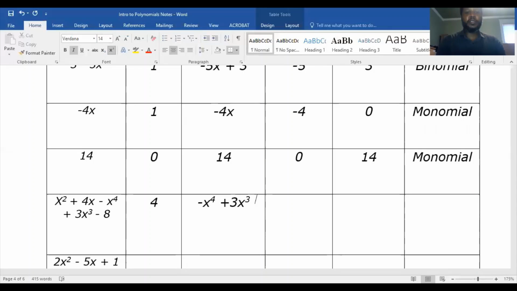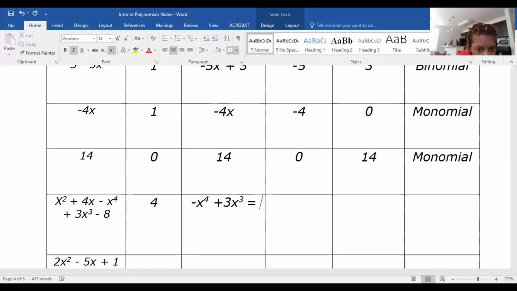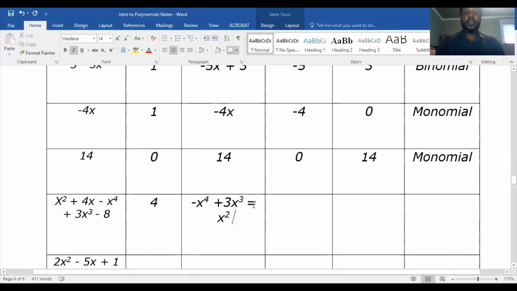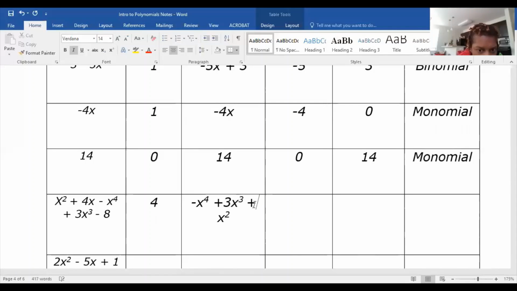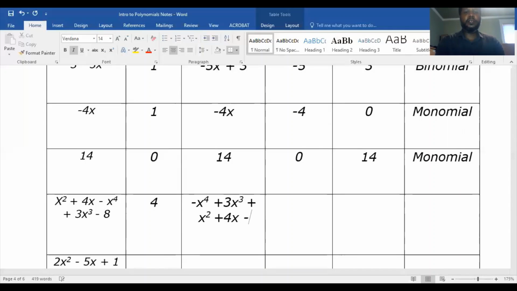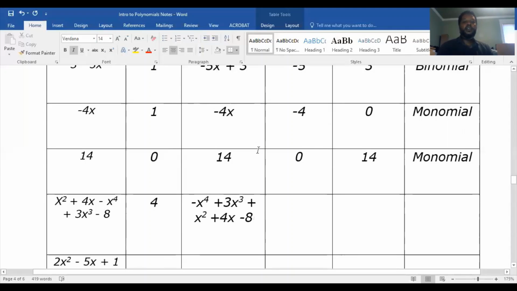Okay, now which one is next? x squared. Good. Okay. What's next? Positive 4x. Perfect. And then we're going to end with negative 8. Perfect. Okay. All right.